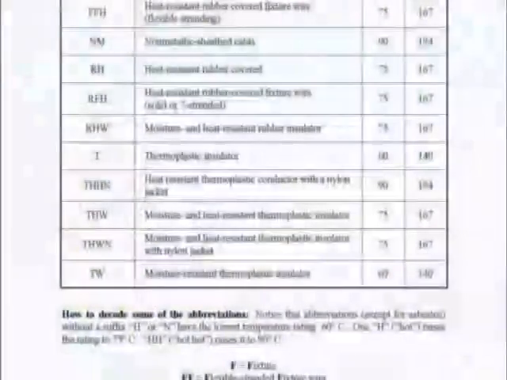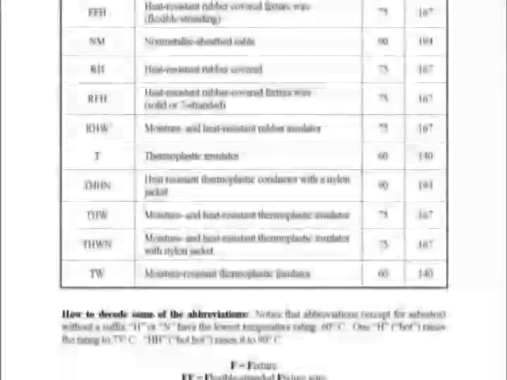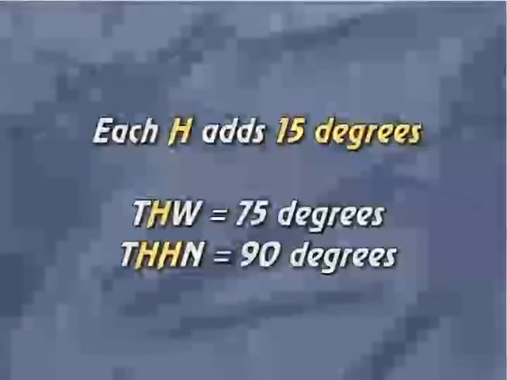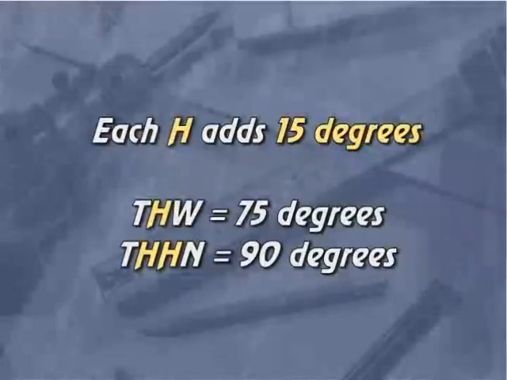For example, if you look at the third one from the bottom, that talks about THW. That indicates that it's a thermoplastic insulator. It has a heat resistance of 1H, and it is also weather resistant. When I say a heat resistance of 1H, that indicates 15 degrees centigrade heat resistance. Let's flip over to the next page, which is plumbing, and we'll deal with that.